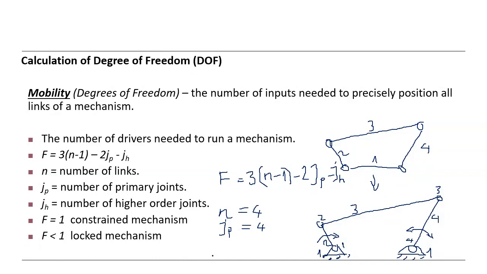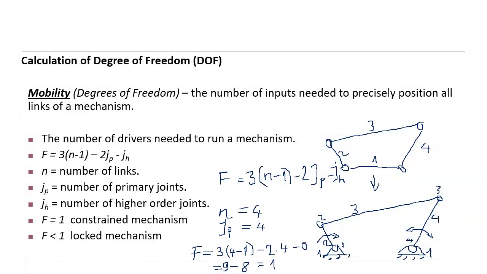So let's apply the formula. F is equal to 3 times (4 minus 1), minus 2 times 4, minus 0, since there is no higher joint. 3 times 3 is 9, minus 8, so F is equal to 1. That means the mechanism has 1 degree of freedom.